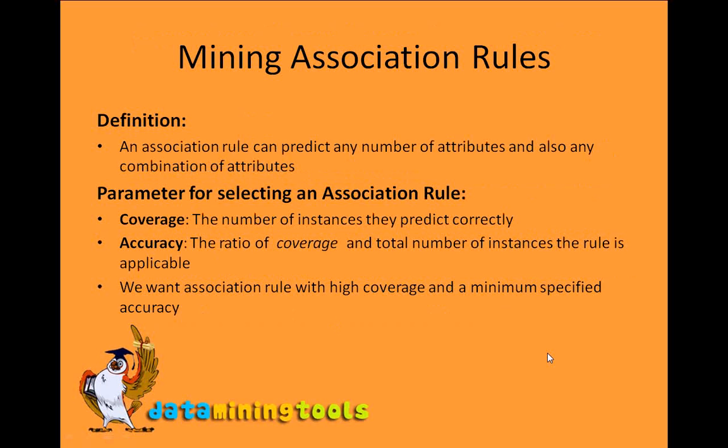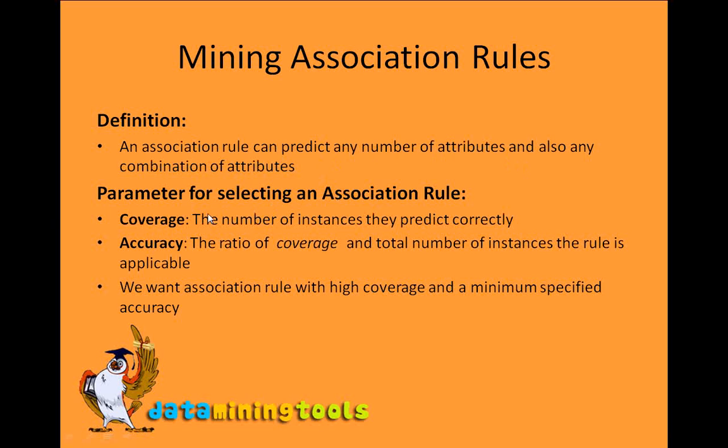Now we come to mining of association rules. Till now we have looked basically at classification rules. We divert a little and now we'll look at mining association rules. The basic definition of an association rule: an association rule can predict any number of attributes and also any combination of attributes. What are the parameters of selecting an association rule?